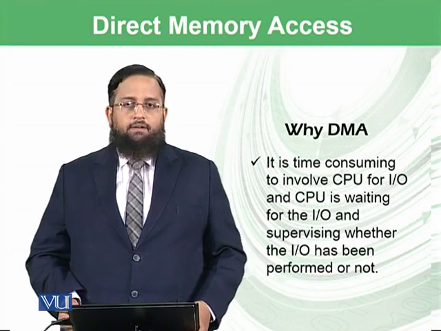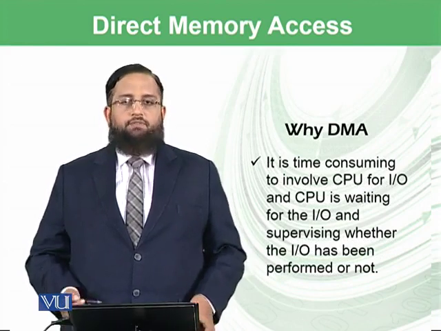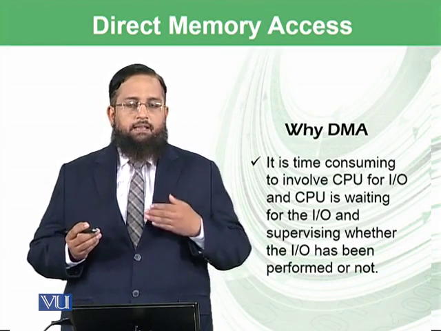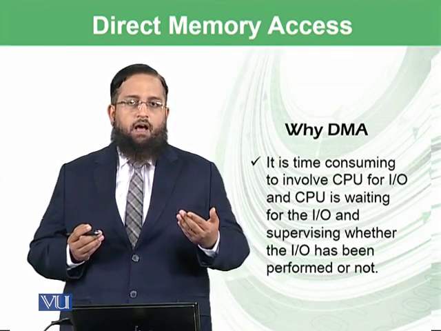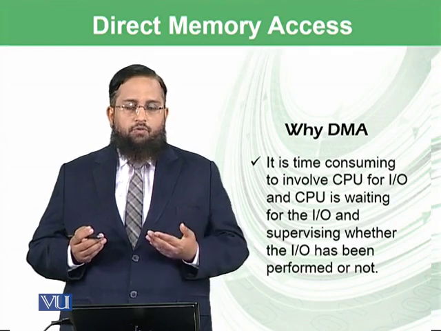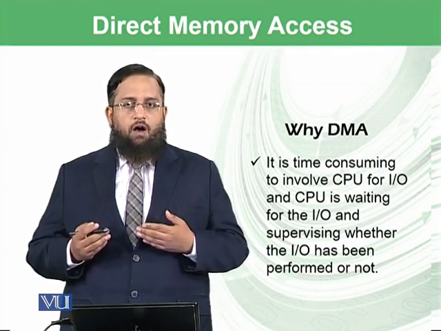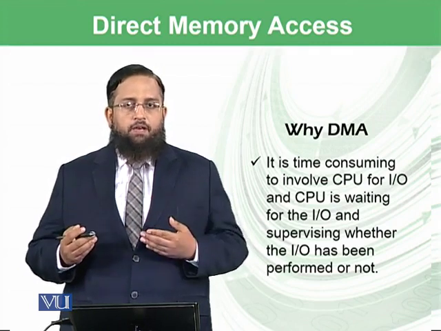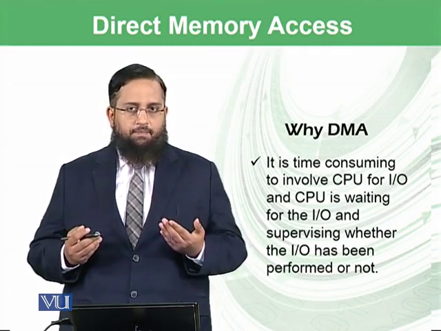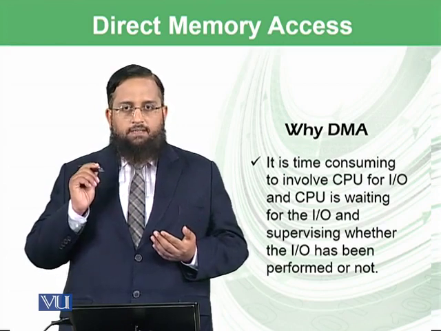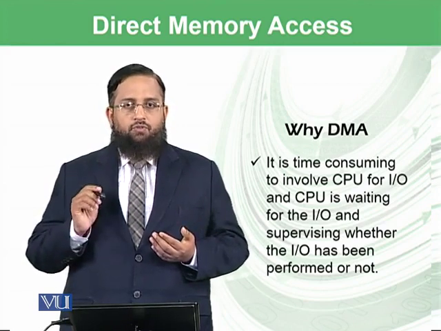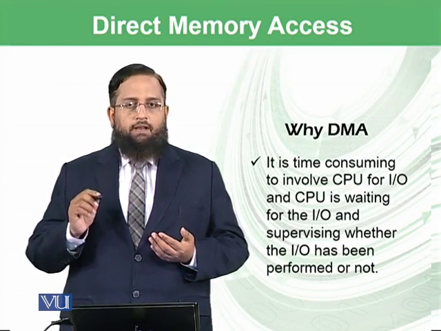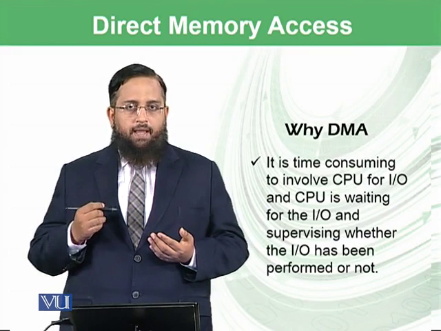Why do we need direct memory access? It is very time consuming for the central processing unit to communicate with the I/O. You know that our CPUs are very efficient. They perform billions of instructions in one second. So if they want to write something on the printer, they cannot wait for the printer to write each character and everything and then come back.